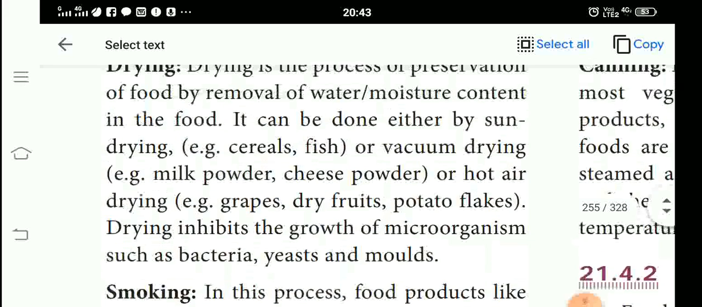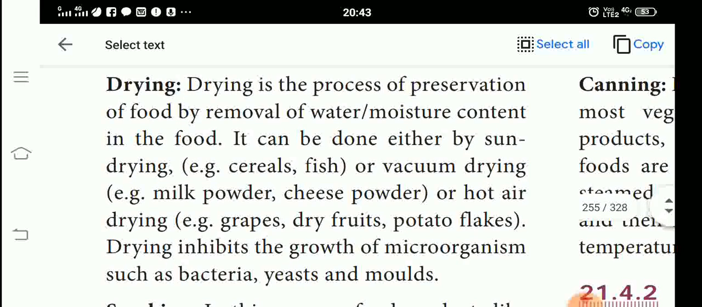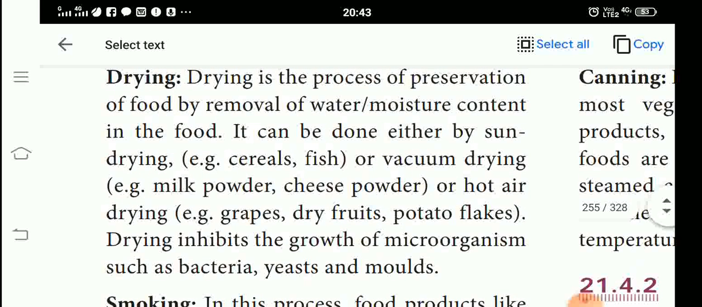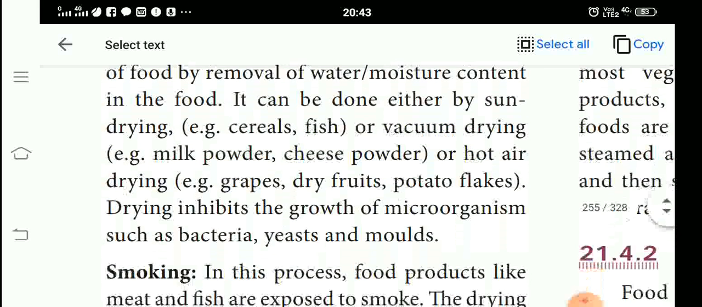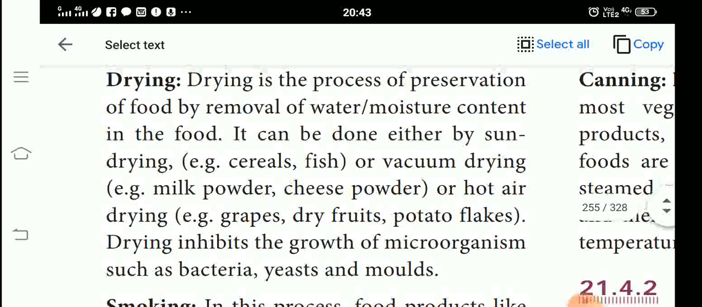So what is the purpose of this drying? Hot air drying, vacuum drying and also sun drying are the basic methods by which the moisture present in the food is removed, isn't it? If the cereals, fruits or vegetables have moisture, what will happen? They are easily contaminated by microorganisms. These microorganisms easily grow in moist conditions. So to avoid the growth of microorganisms, we are drying.